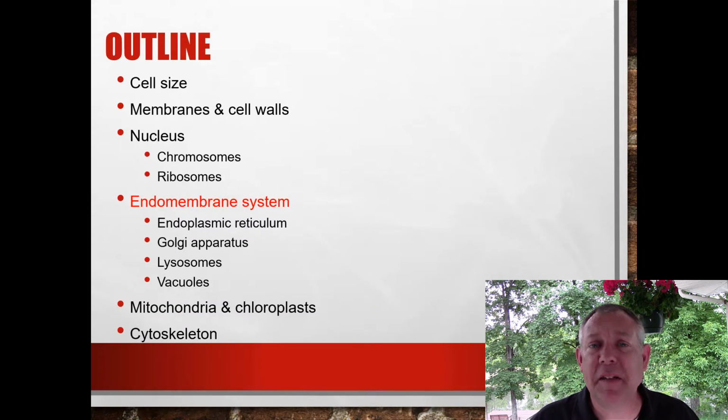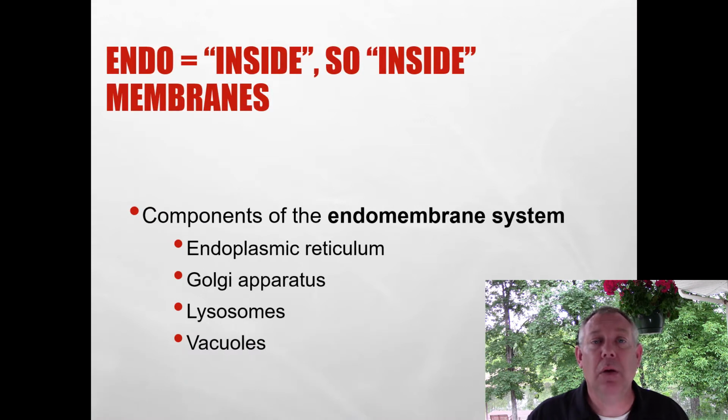And so when we talk about endoplasmic reticulum, that's part of the endomembrane system. So let's talk about that briefly. Endo means in or inside, and so the endomembrane system are the inside membranes. So we talked about the membrane that forms the outside of the cell, but these are membranes inside the cell. But they're made of the same stuff. And so some of the things that we need to know about the endomembrane system are the endoplasmic reticulum, the Golgi apparatus, lysosomes and vacuoles.